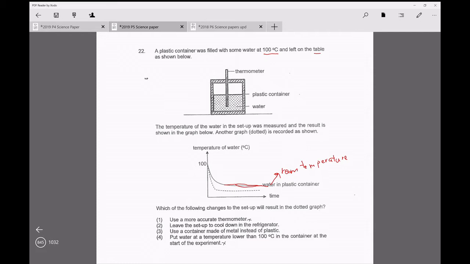The other line shows you that the temperature dropped faster. That means the water loses heat faster. Plus it dropped to a lower temperature. So now the key clue here is that there's a lower room temperature.